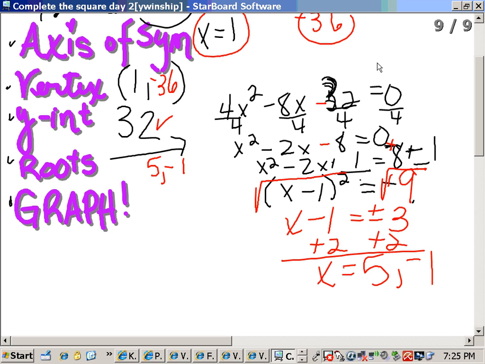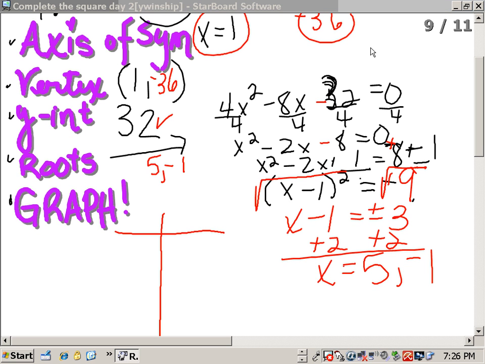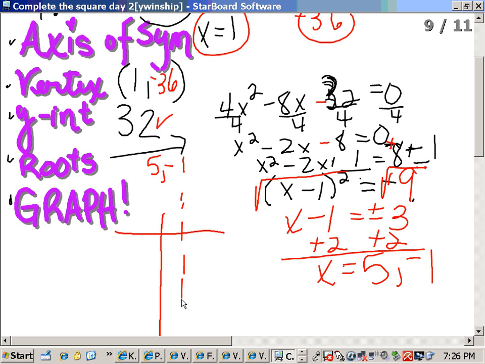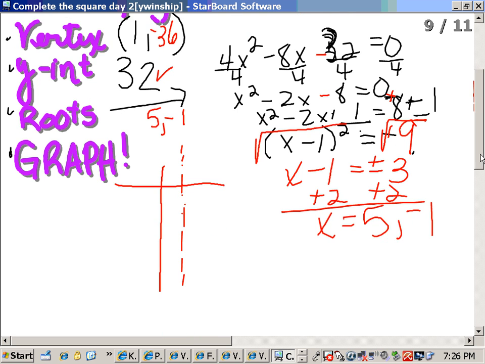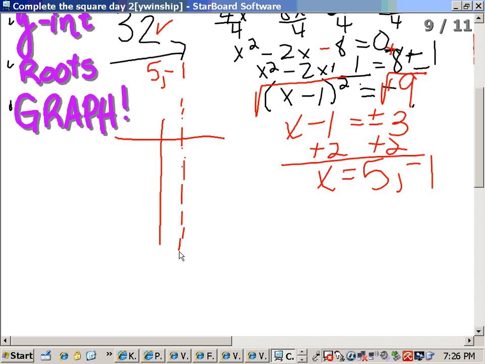Now let's look at the graph. Now this is not going to be a perfect graph, but it's going to be a pretty good sketch, okay? I have x equals 1, so at 1 I need to make a dotted line going straight down. Okay, I need to go all the way down to negative 36. So we are going to pretend like this is way down here at negative 36.